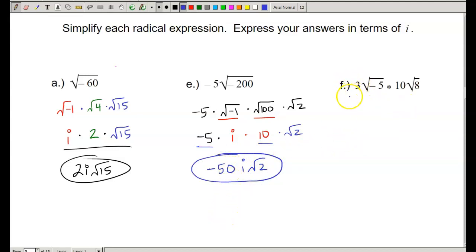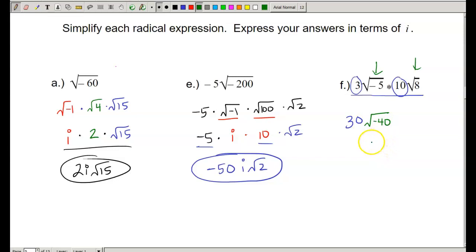Now looking at part F, how would we reduce this? This is a case where I probably first would combine this into 1 and then break it up again. So what I'd probably do here is take all of this and multiply together the things that I could multiply. So I would take the 3 times the 10, and that would give me a 30. And then I would take my radicals here, which are root negative 5 times root 8, and that would be the square root of negative 40. So I might start like that just to put it together.